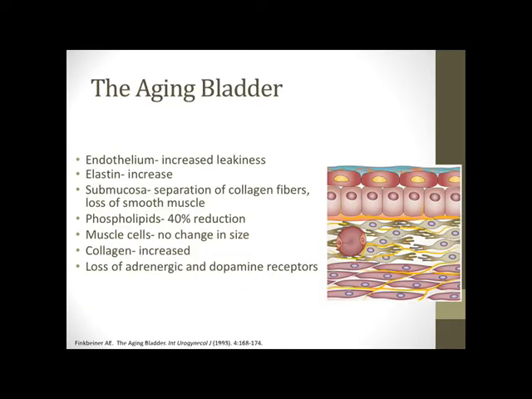So there are certain changes that occur with normal aging that happen to the bladder. Our endothelium becomes more leaky. We develop increased elastin with a loss of the phospholipid layer. So when we're talking about things like detrusor underactivity, or an increased stiffness in the bladder, there's not a loss of muscle cells, but rather the bladder is actually getting stiff because we're getting more elastin and less of that phospholipid layer. There's also thought to be a loss of adrenergic and dopamine receptors within the bladder, making it less able to respond as it normally would.